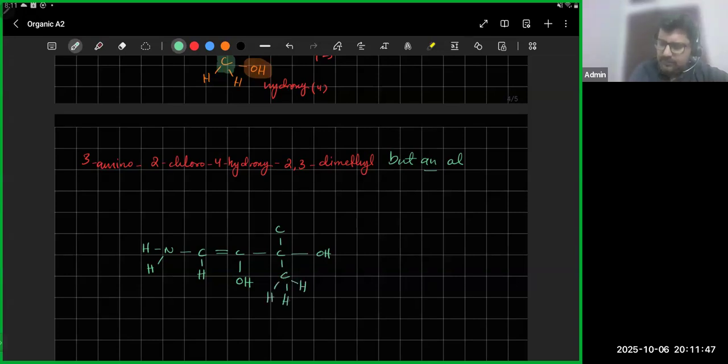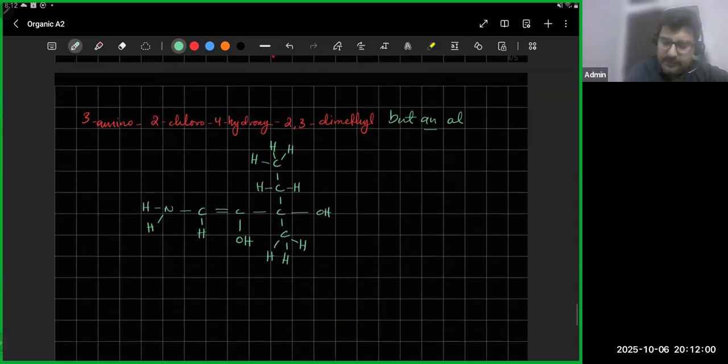Okay, but this would be the last one. And then we'll just move on. And we'll try and draw the condensed formula for this as well. And now you have to look for the main chain with the longest possible carbon atom chain with the maximum groups attached to it.